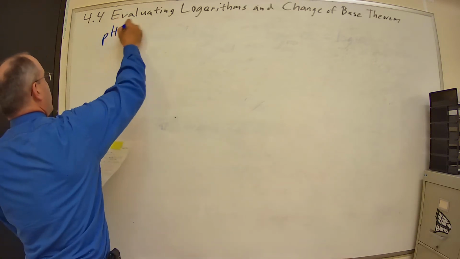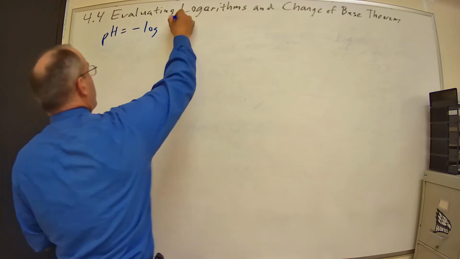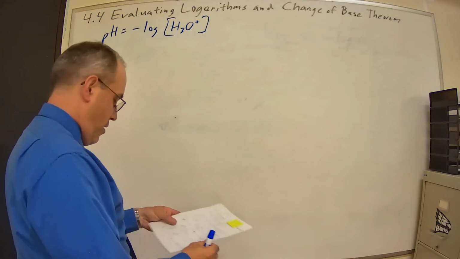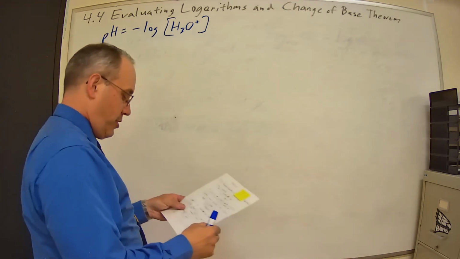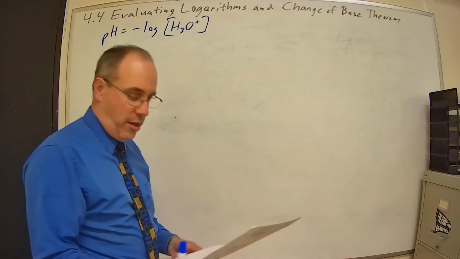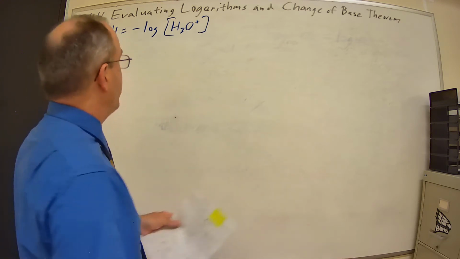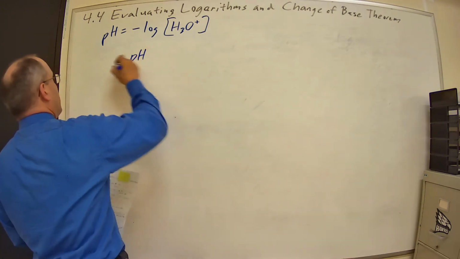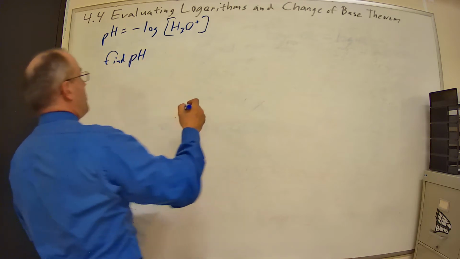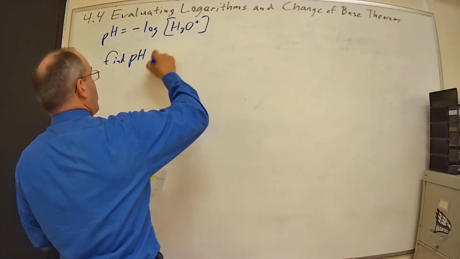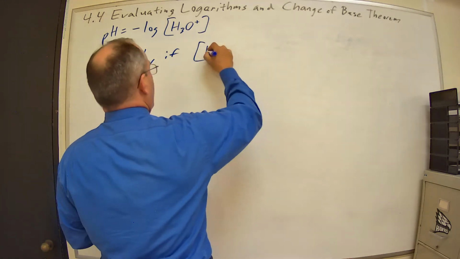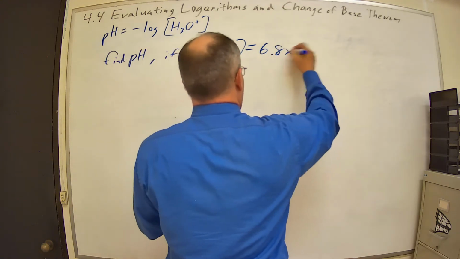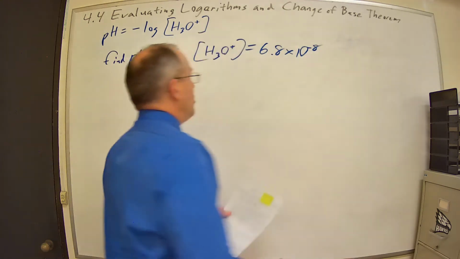So pH is equal to negative log of the concentration of hydronium ions. So we have that there. So we want to find the pH of a solution with a hydronium ion concentration of 6.8 times 10 to the negative 8. Find the pH if the hydronium ion concentration is equal to 6.8 times 10 to the negative 8 moles per liter.